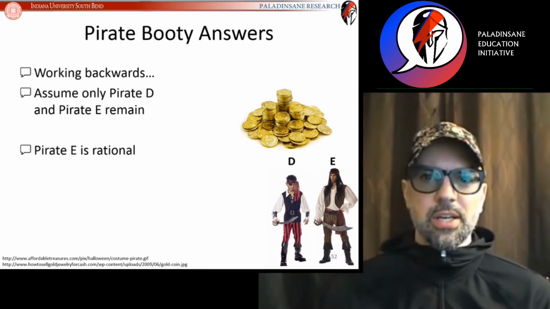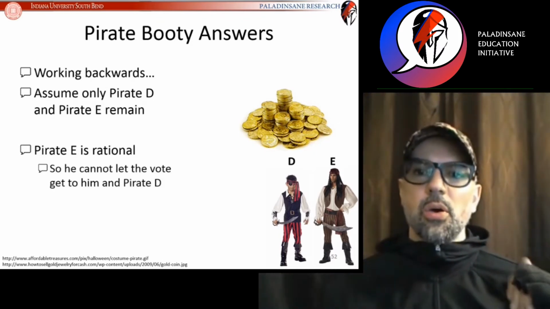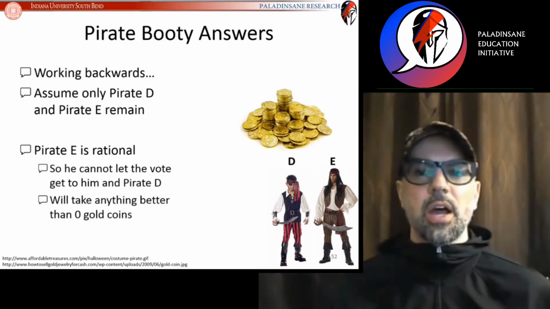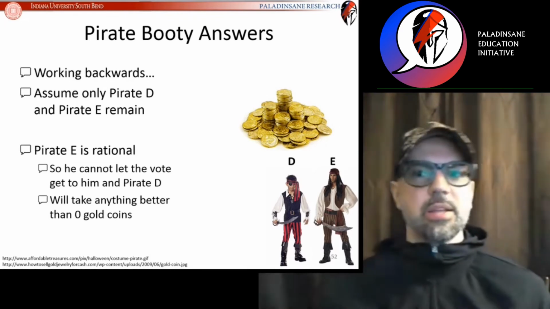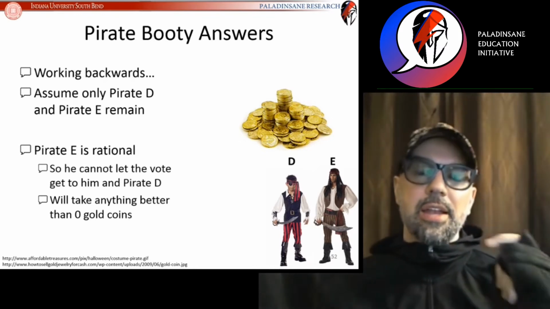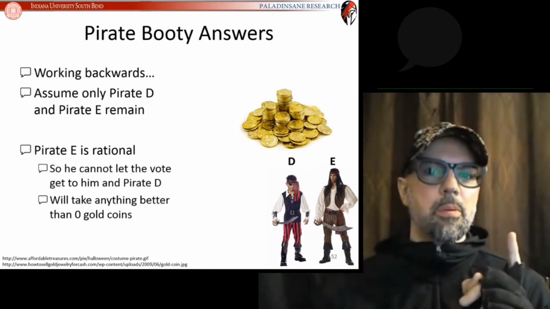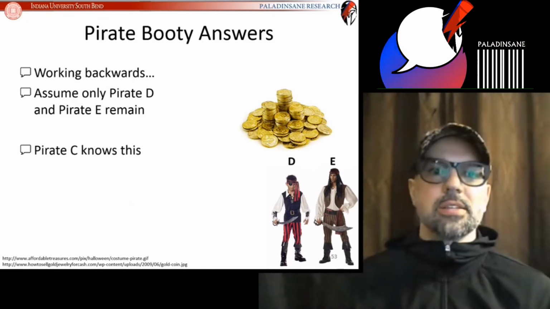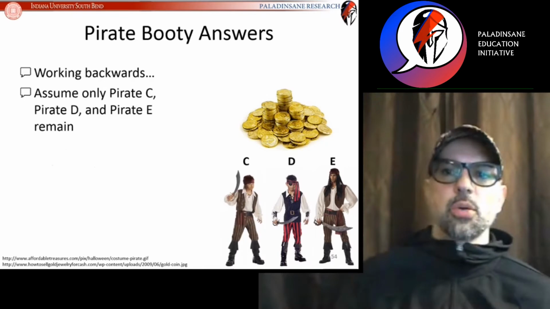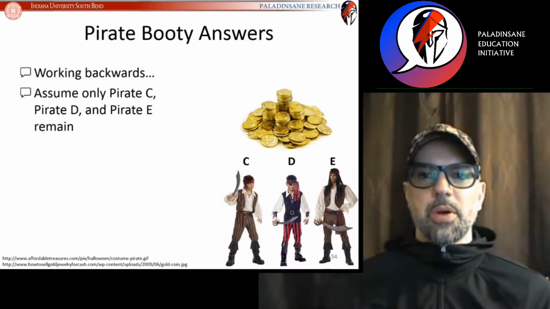So Pirate E is rational, and he knows he cannot let the vote just get down to him and Pirate D. So what he's going to do is he's going to take anything better than 0 coins on the previous round. So he will take anything that improves his situation on the previous round, anything better than 0 coins. And not only does he know this because he's rational, and D knows this because he's rational, but more importantly, Pirate C knows this since he is also rational. So now we rewind it and we go back a step to when there were 3 pirates. So in this case, there's 3 pirates, and Pirate C is going to propose the following.